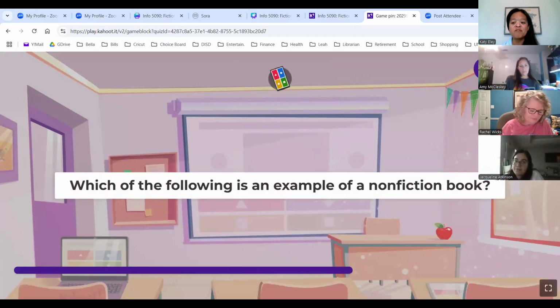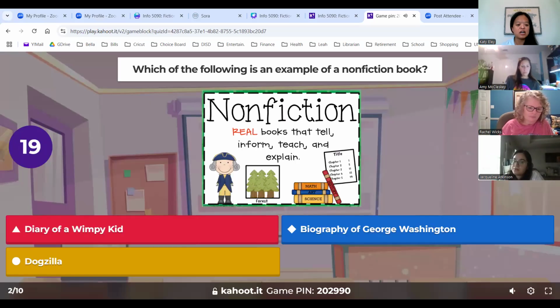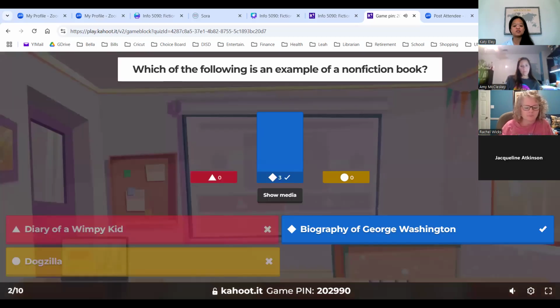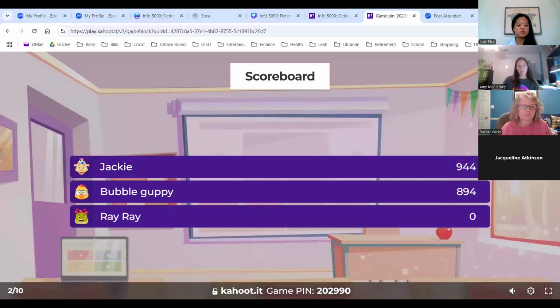Which of the following is an example of a nonfiction book? Diary of a Wimpy Kid, Biography of George Washington, or Dogzilla? Oh my gosh. Okay. All of you guys chose Biography of George Washington. Can somebody tell me what made you choose that out of the other books? Because it's a biography about a person, and I know that Dogzilla and Diary of a Wimpy Kid are both fictional books. Absolutely. A biography is a story about a person that's written by somebody else, and it's factual information. Great job. Question 3.